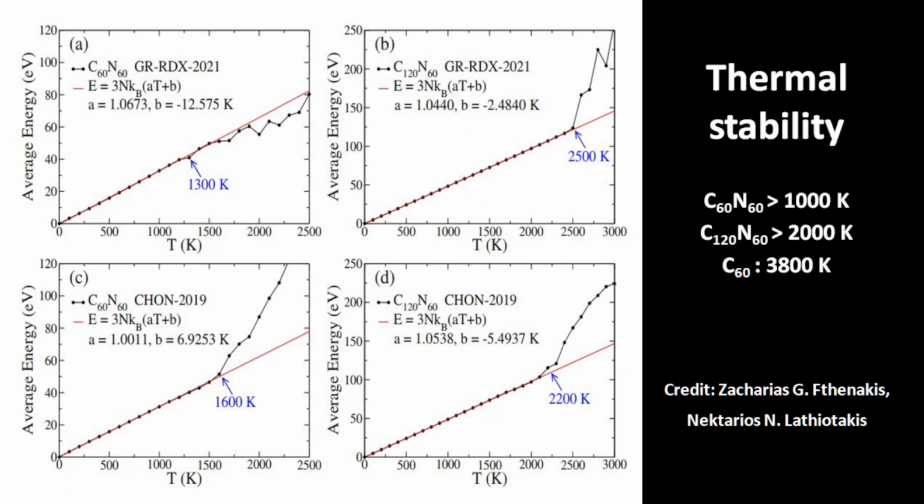These diagrams are the predicted values for the thermal stability of the porous carbon nitride fullerenes. C60N60 is stable well above 1000 Kelvin and C120N60 well above 2000 Kelvin. The calculated transition temperature for the fullerene molecule C60 is 3800 Kelvin.